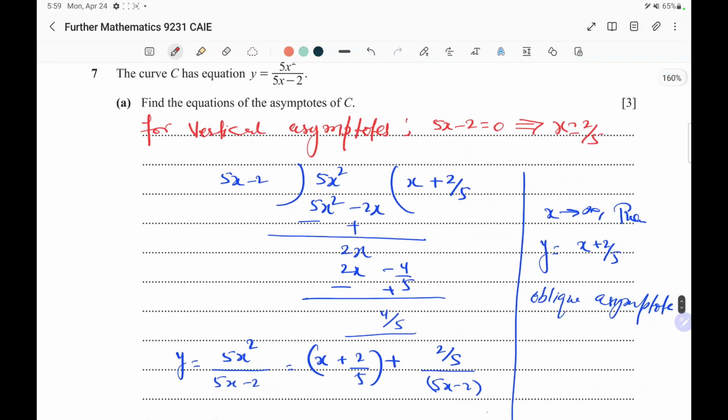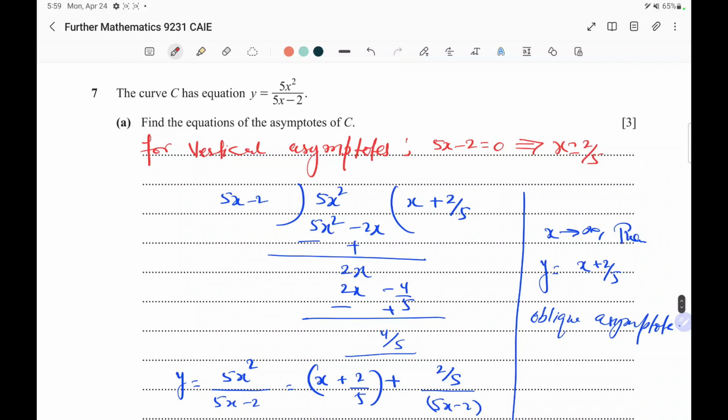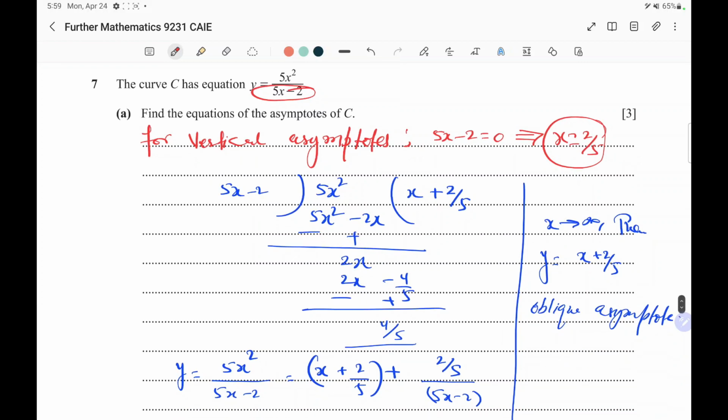Now question 7. That says this is your curve. Find the equation of asymptotes. So for the vertical asymptote, the denominator should be 0. So 5x minus 2 should be 0. X equals 2 over 5.